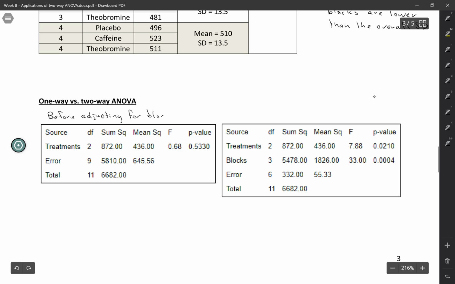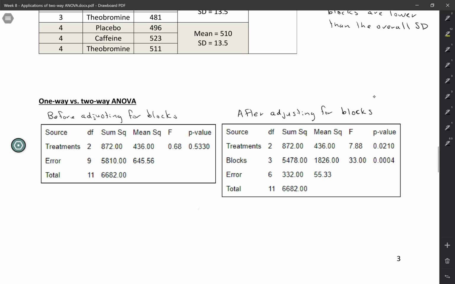That's incorrect, by the way, but useful for comparison. And then this two-way ANOVA on the right, this is what you would get after adjusting for blocks. So notice that there's an additional row here. Besides the treatment, which is the stimulant, we also have a row for blocks, which is our participants.